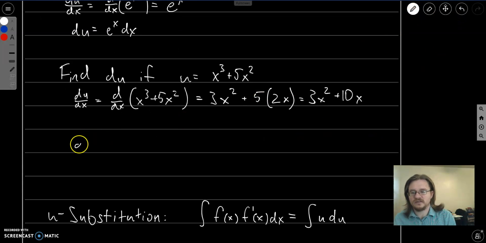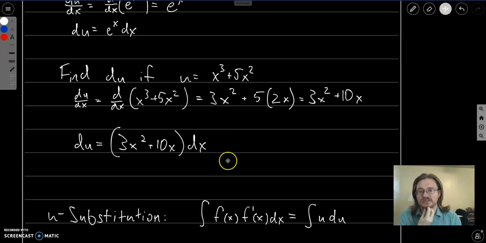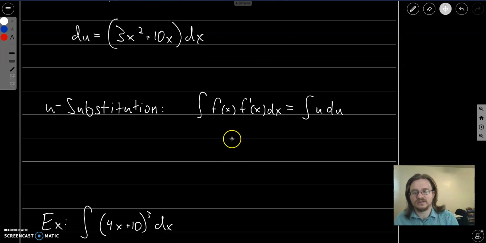So the differential, du, is then going to be that expression times dx. And there you go. So now we can find differentials. How do we use this? We're going to use this when we make substitutions into our integrals.